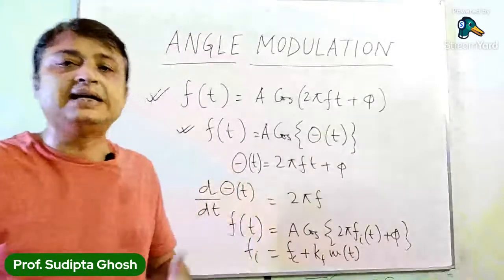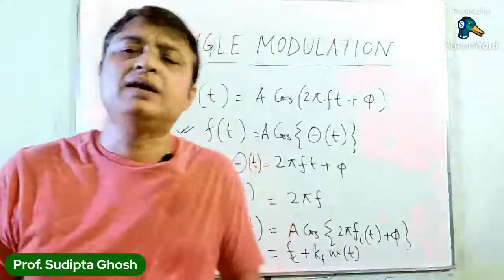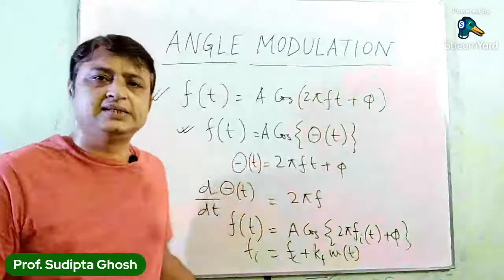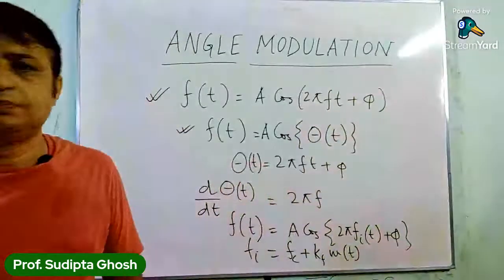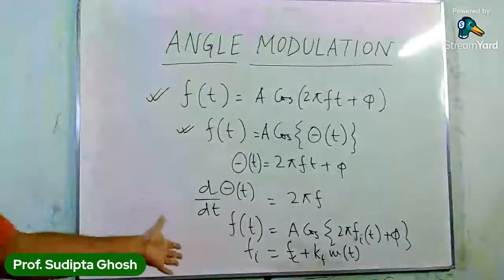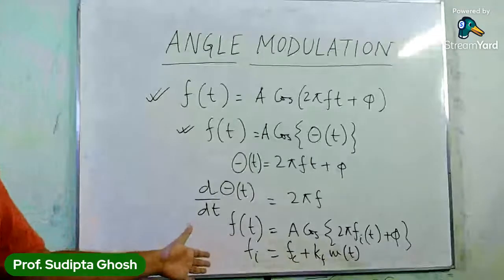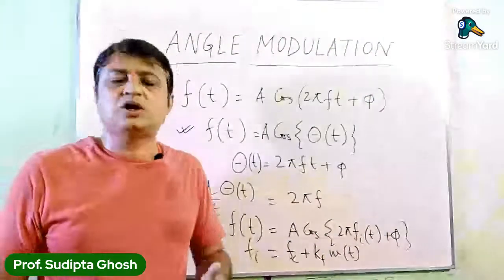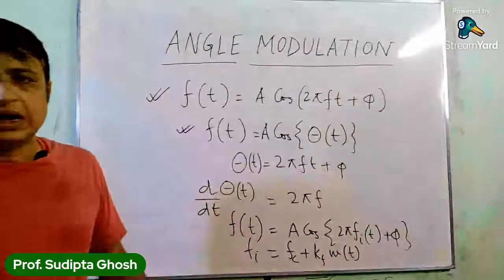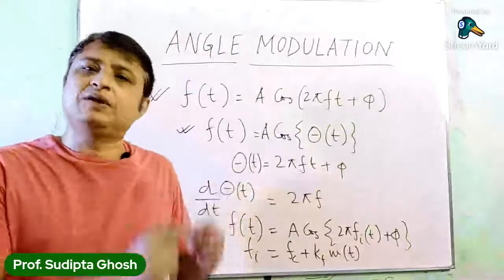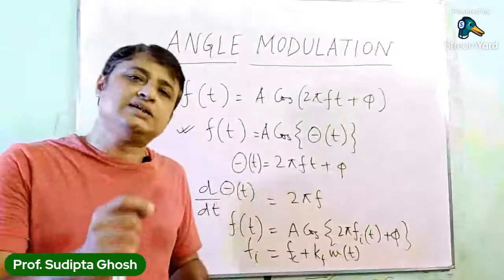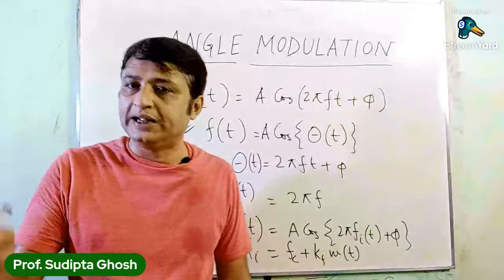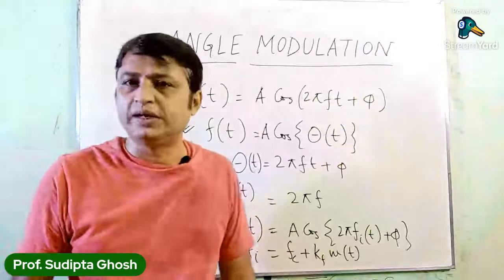FI is the instantaneous frequency of the signal. Now here you can ask me why the instantaneous frequency is represented, why I am representing that instantaneous frequency term. Just remember that in the definition of FM, I have told you that the carrier frequency is changing in proportion to the modulating signal.